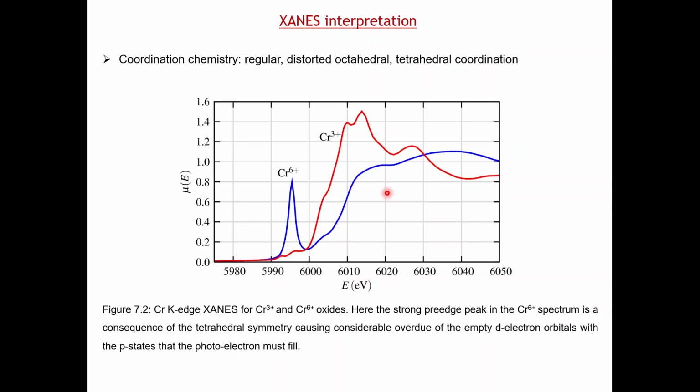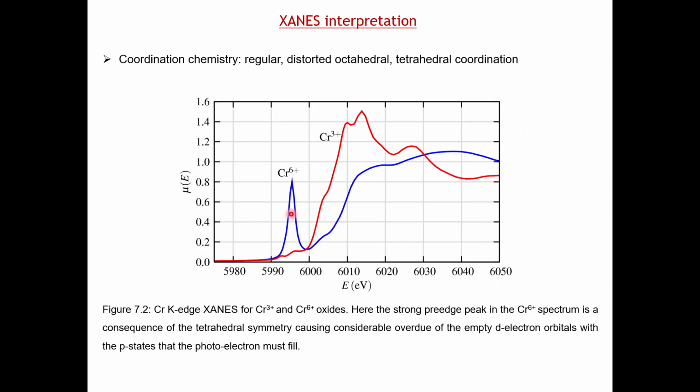So in this example it is shown that this blue one is chromium in +6 oxidation state, and the red one is chromium in +3 oxidation state. This sharp first peak is present only in the case of blue, but in the other chromium oxide it is not present. So this first peak represents the pre-edge peak, and this one is the absorption edge, the sharp rise. This pre-edge peak comes because of the transition from the core S orbital to the D orbital.